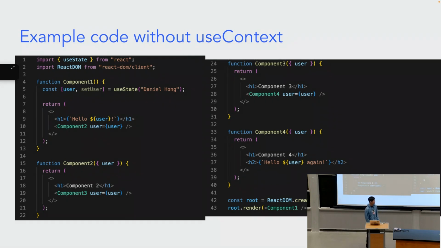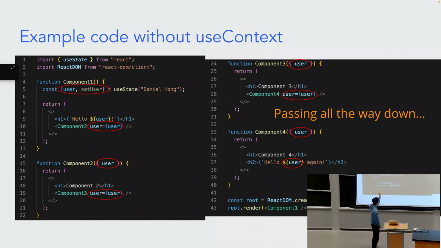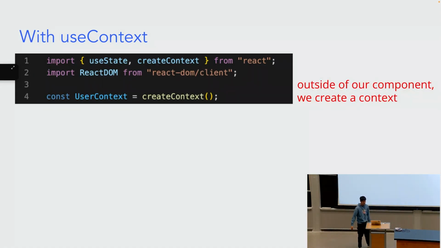So here's an example of code without useContext. As you can see in this code, we're making a user state, and we're initializing it as my name, and then we're passing the user state all the way down, starting from component 1 all the way into component 2, and then into component 3, and then all the way into component 4. And we're passing it down through every single layer. And then finally in component 4, we use the state.